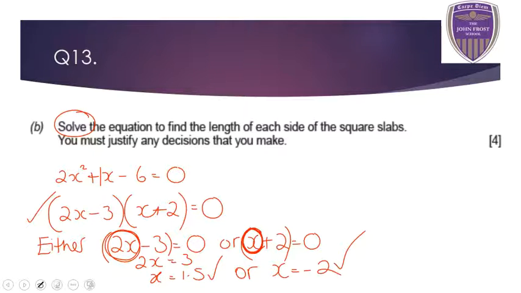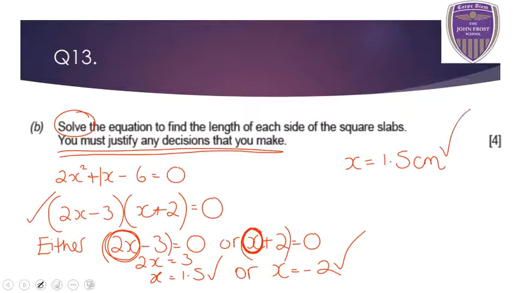Okay? Now, in the context of the question, because you've got to justify any decisions that you make, the value of x must be 1.5 centimetres, because you can't get minus 2 centimetres as a measurement of length. Okay, so that would be your answer.